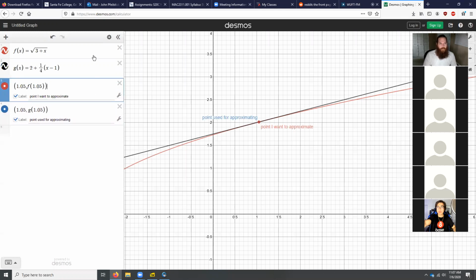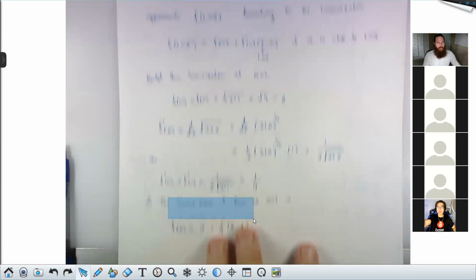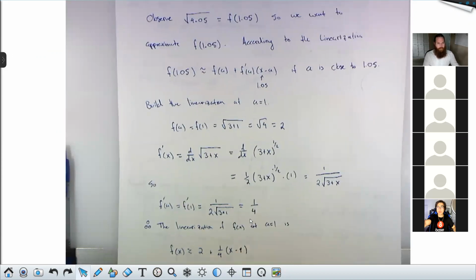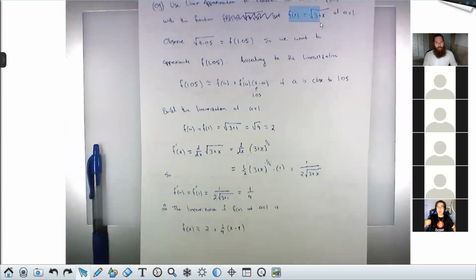The red point is on the red graph, and I'll change the blue to black. The black point is on the tangent line. The difference being, it's very, very easy to plug into the black function because it's a linear function, but it's quite hard to plug 1.05 into the red function because it's complicated. It's the square root.